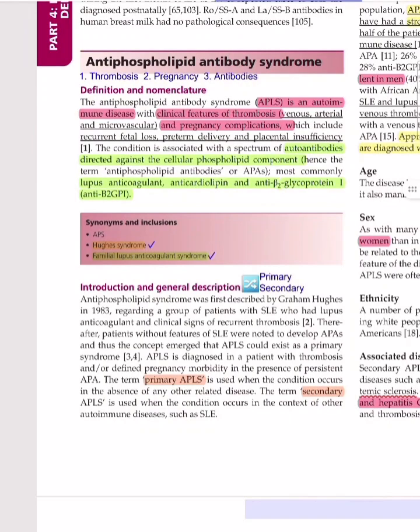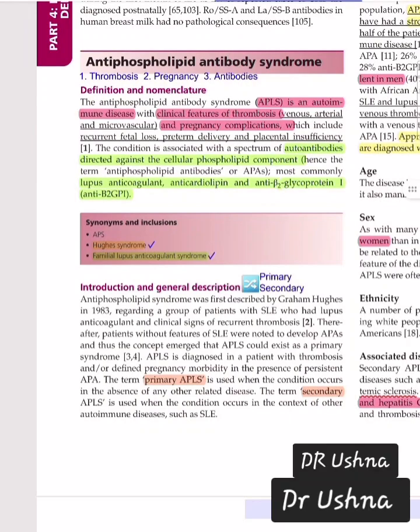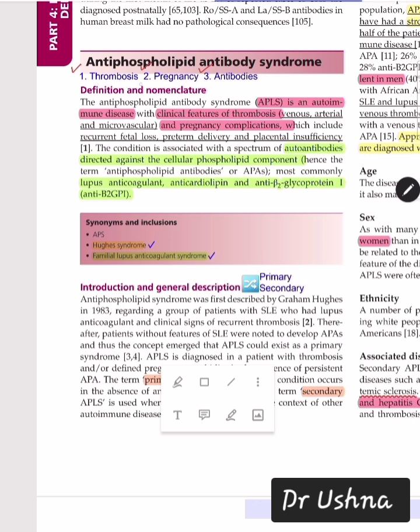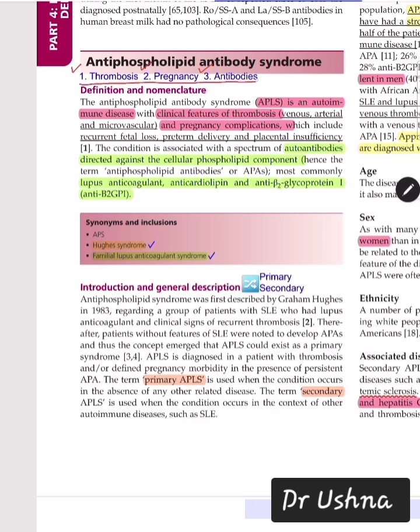Let's discuss antiphospholipid antibody syndrome. It has basically three components: thrombosis, pregnancy-related complications, and antibodies that form the main component of the criteria of the antiphospholipid syndrome. It's an autoimmune disease, and the clinical features of the thrombosis are venous thrombosis, arterial thrombosis, and microvascular thrombosis, with the pregnancy complication.